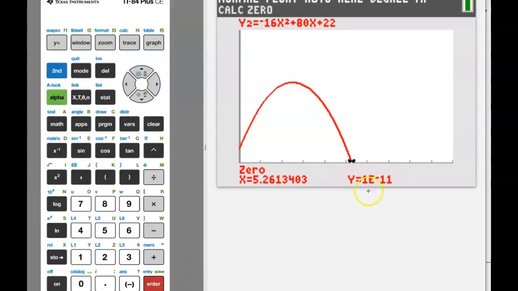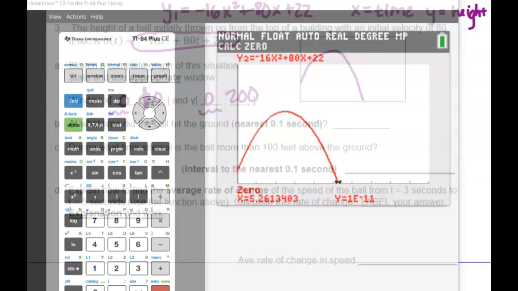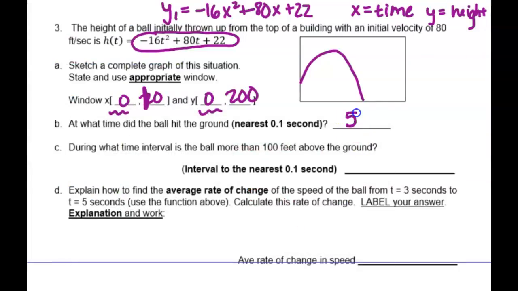Now, is this y? Do you remember this business? That's calculator error, right? 1 times 10 to the negative 11th. So what are we going to round this to for how many seconds? 5.3? Did you know you could get that answer by doing quadratic formula? Does that sound fun with those numbers? Not so much. But you could set this equal to 0 and do quadratic formula and get that answer.